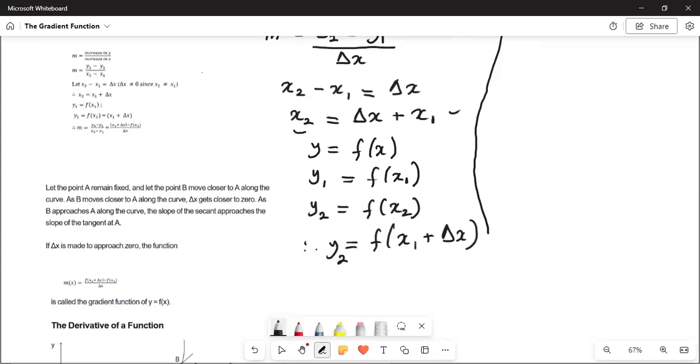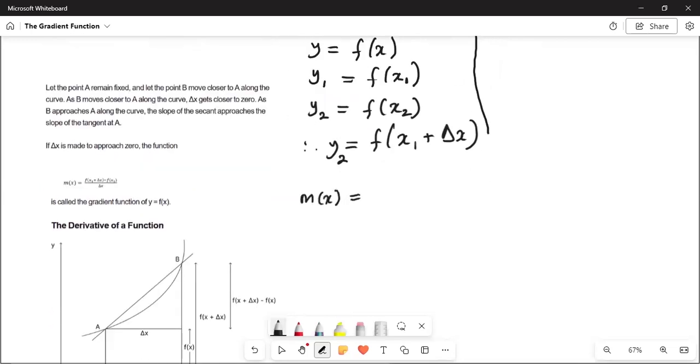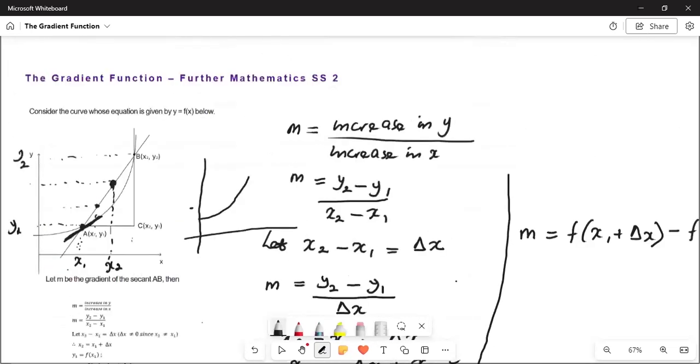So if delta S is made to approach zero, the function m of x, which is f of x plus delta x minus f of x, divided by delta x, is called the gradient function of y equal to f of x. So as delta S approaches zero, m of x is equal to f of x plus delta x minus f of x over delta x. So this very function here is called the gradient function of y equal to f of x. And how did we get that? By taking the gradient of this second line, AB.